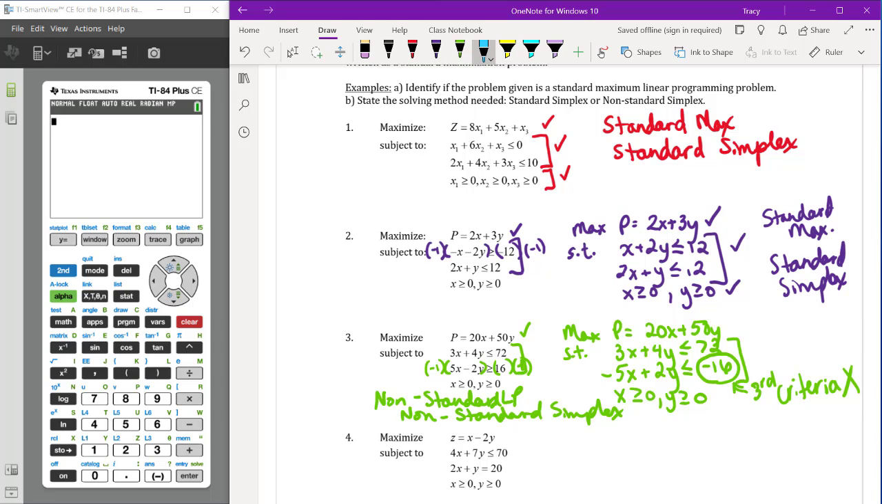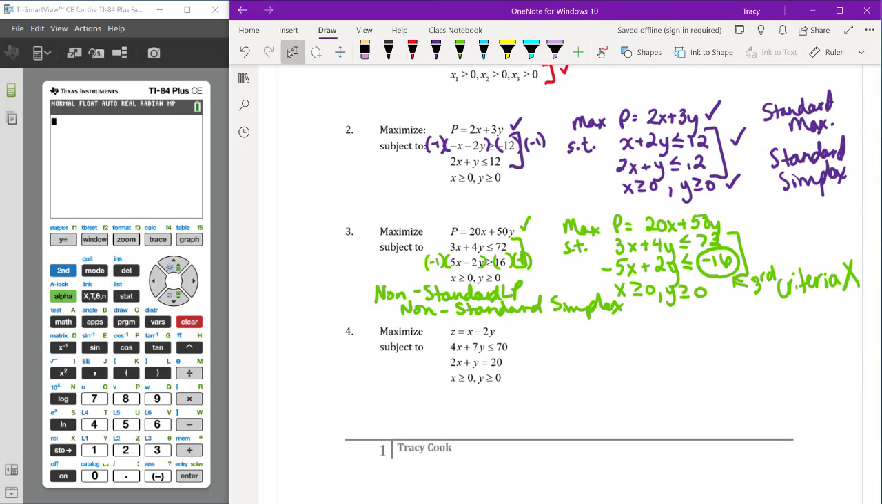Number 4. This has our maximize again at the top. We have a less than or equal to, but in the second one we have an equal to equality. This is not going to be made into all less than or equal to non-negative numbers when you see an equal. We can still do these problems with the equality, but we'll get to that in our third objective. So because of this equal sign right here, this is a non-standard linear programming problem, and we're going to use the non-standard simplex method.